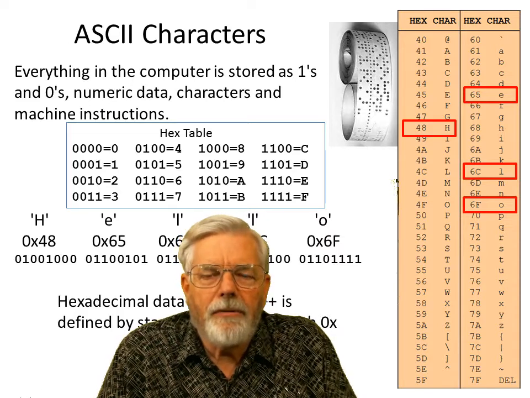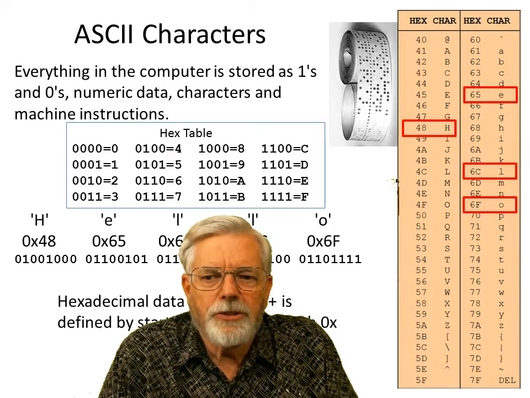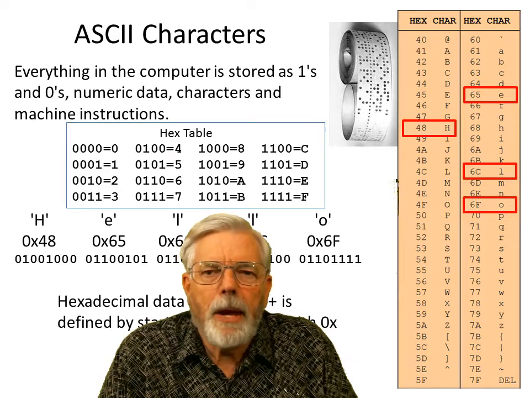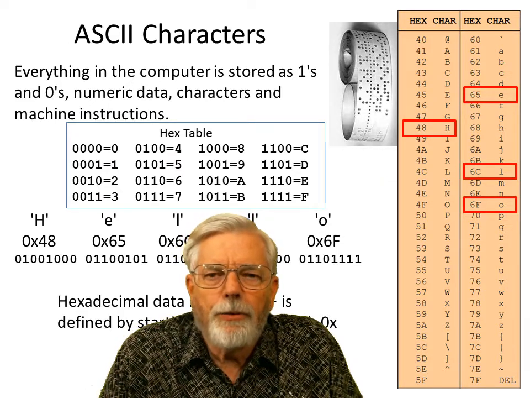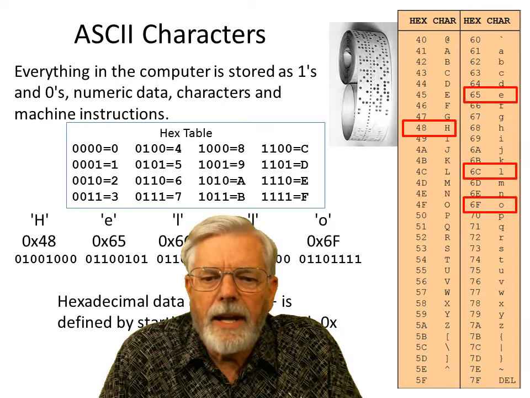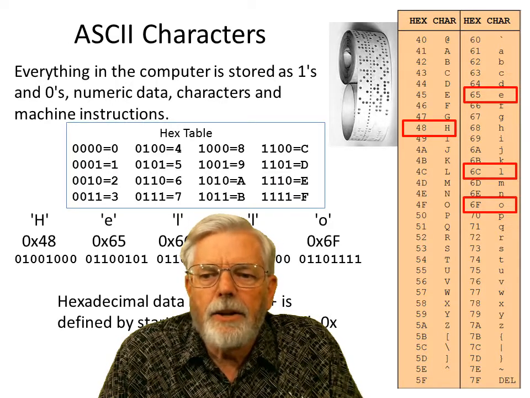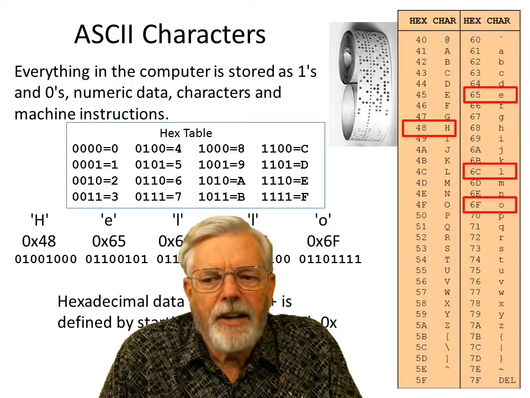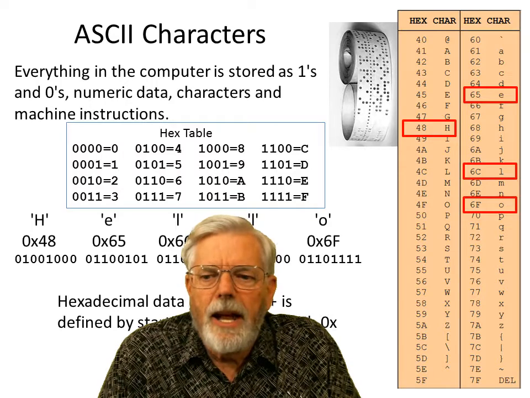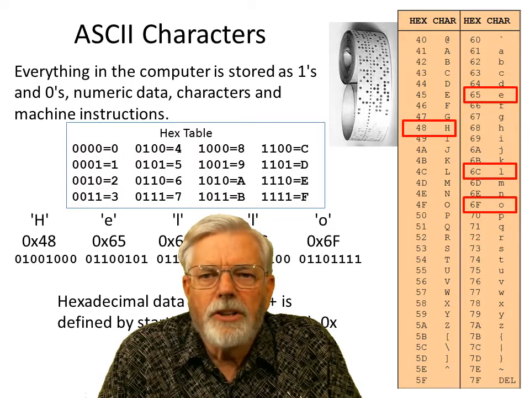You have to remember that everything in the computer is stored as ones and zeros. The ASCII set is based on the old teletype paper tape. A is a 41 hexadecimal. So here's hello, I have a 48. And then a lowercase e is a 65. A lowercase l is a 6c. I have a second L. And then the O is hexadecimal 6f.